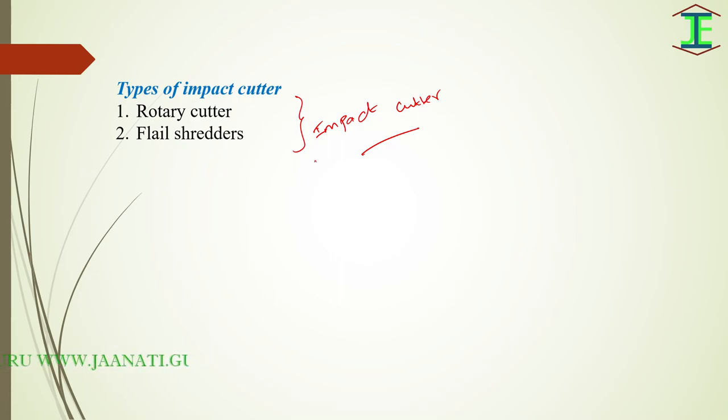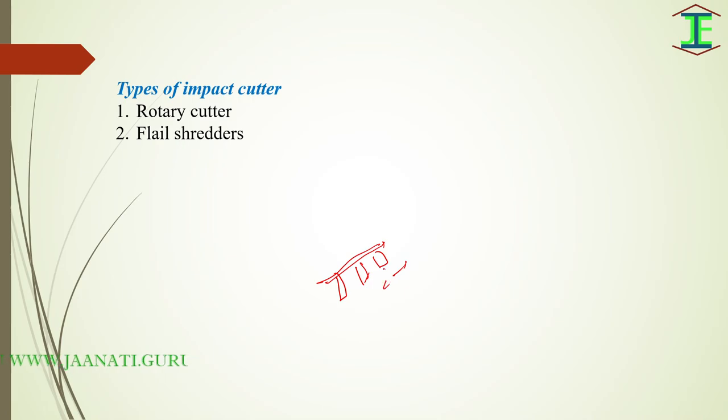In rotary cutters, there are knives which are rotating, so there will be a rotor to which knives are mounted. So by the rotating action of this rotor, the cutting action is done. Flail shredders are knives which are rotating in a vertical plane parallel to the direction of travel. There will be knives like this. So by the movement of the knives, the cutting action is done.